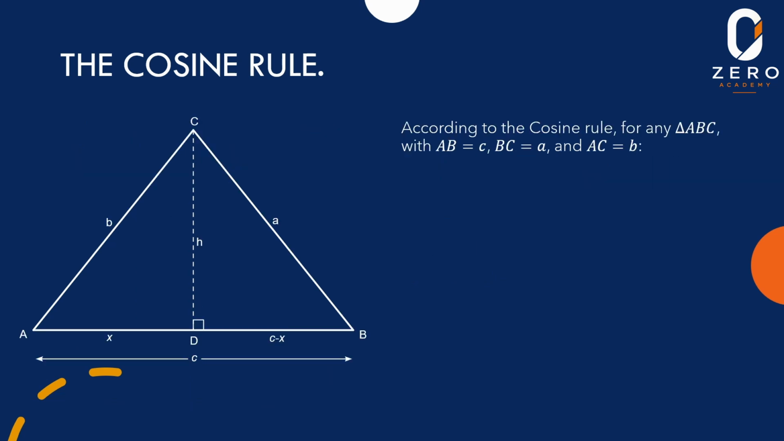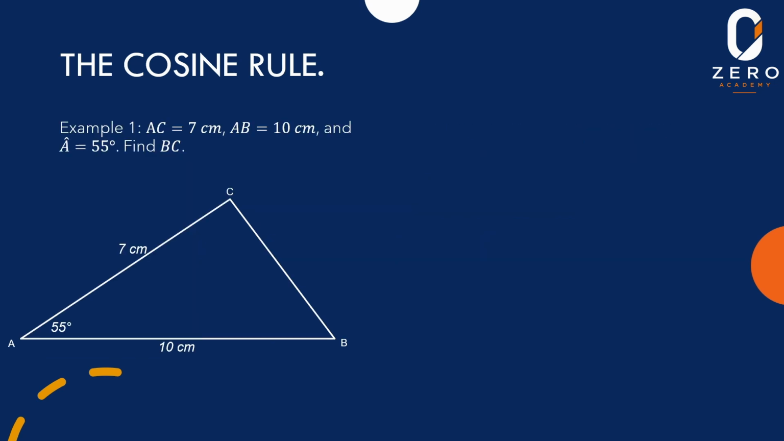So according to the cosine rule, for any triangle ABC with AB equal to C, BC equal to A, and AC equal to B, A squared is equal to B squared plus C squared minus 2BC cos A. B squared is equal to A squared plus C squared minus 2AC cos B. And lastly, C squared is equal to A squared plus B squared minus 2AB cos C. Now let's take a look at an example.